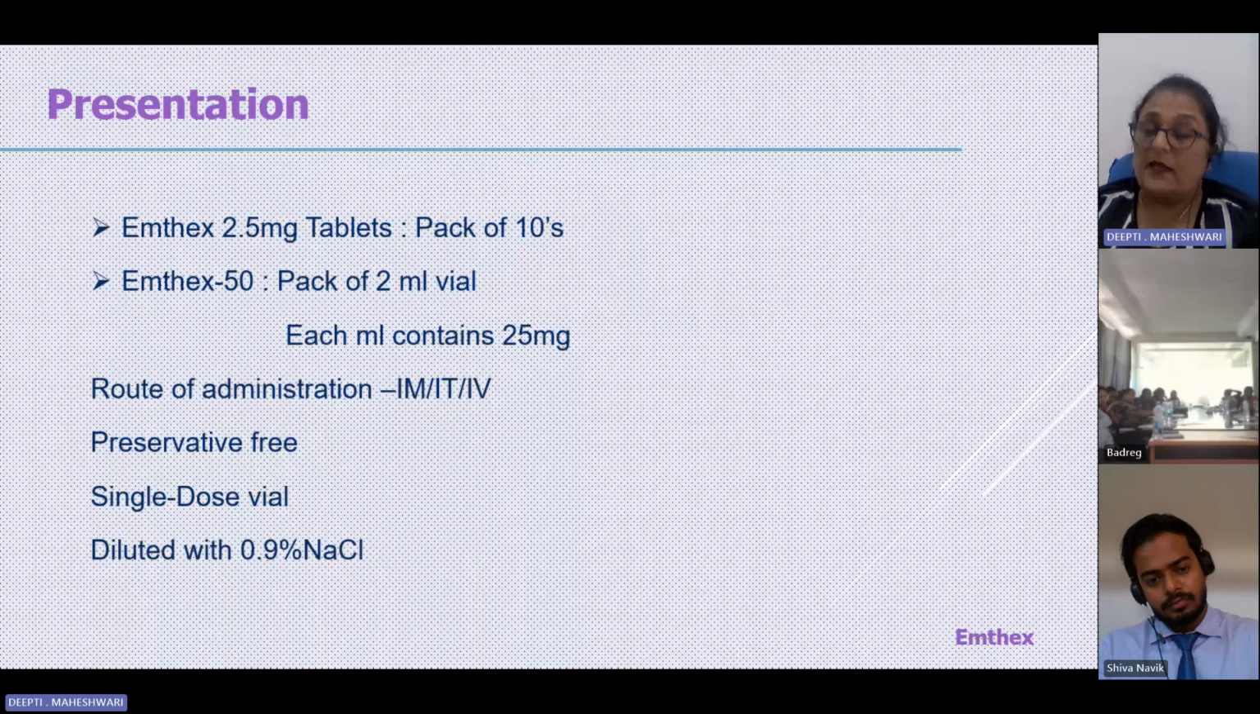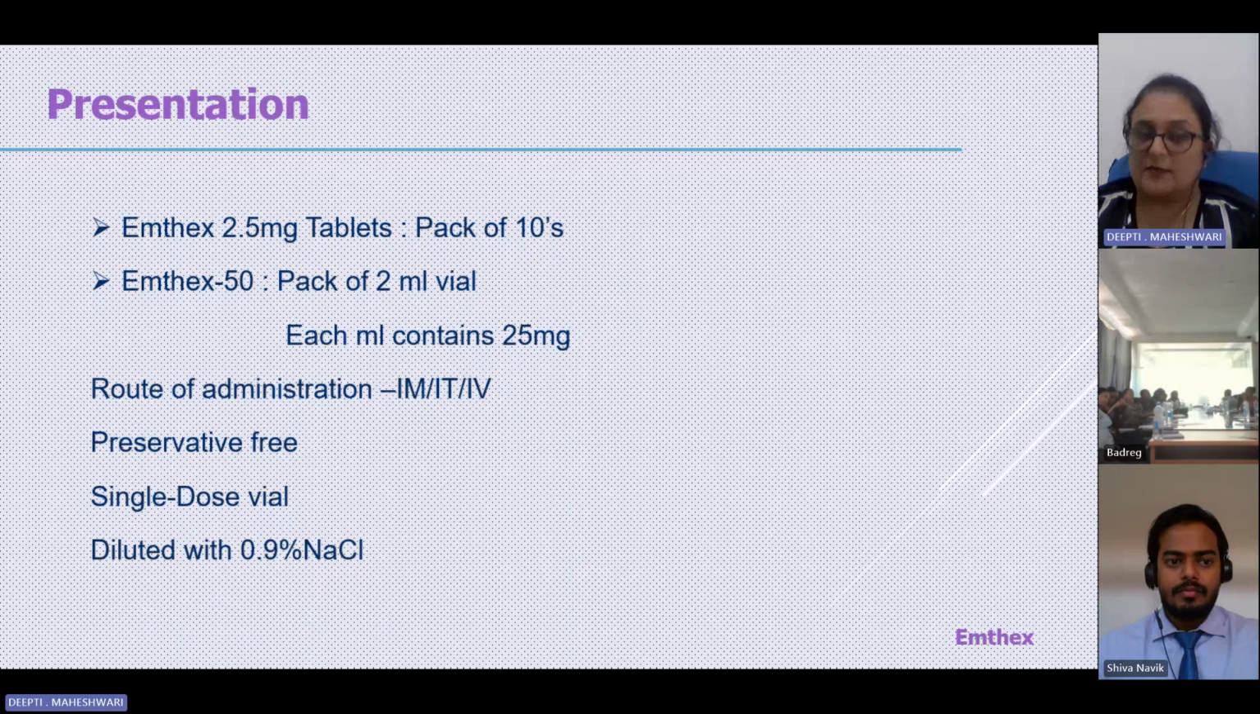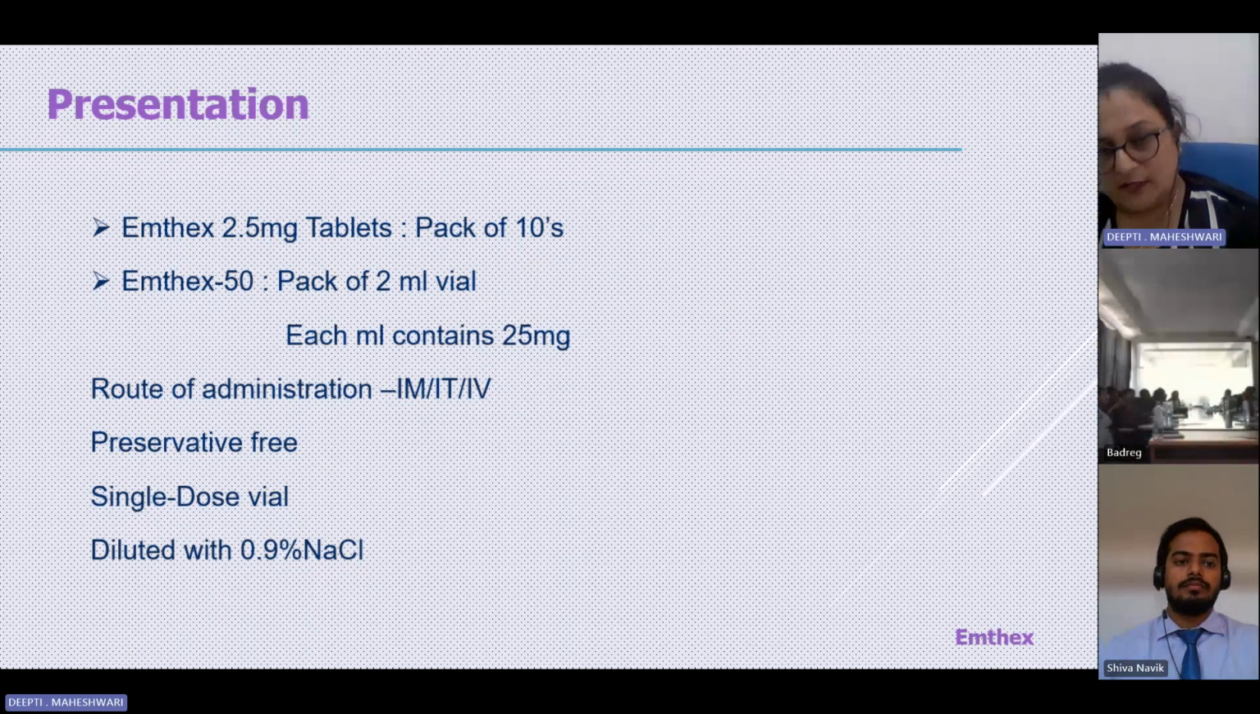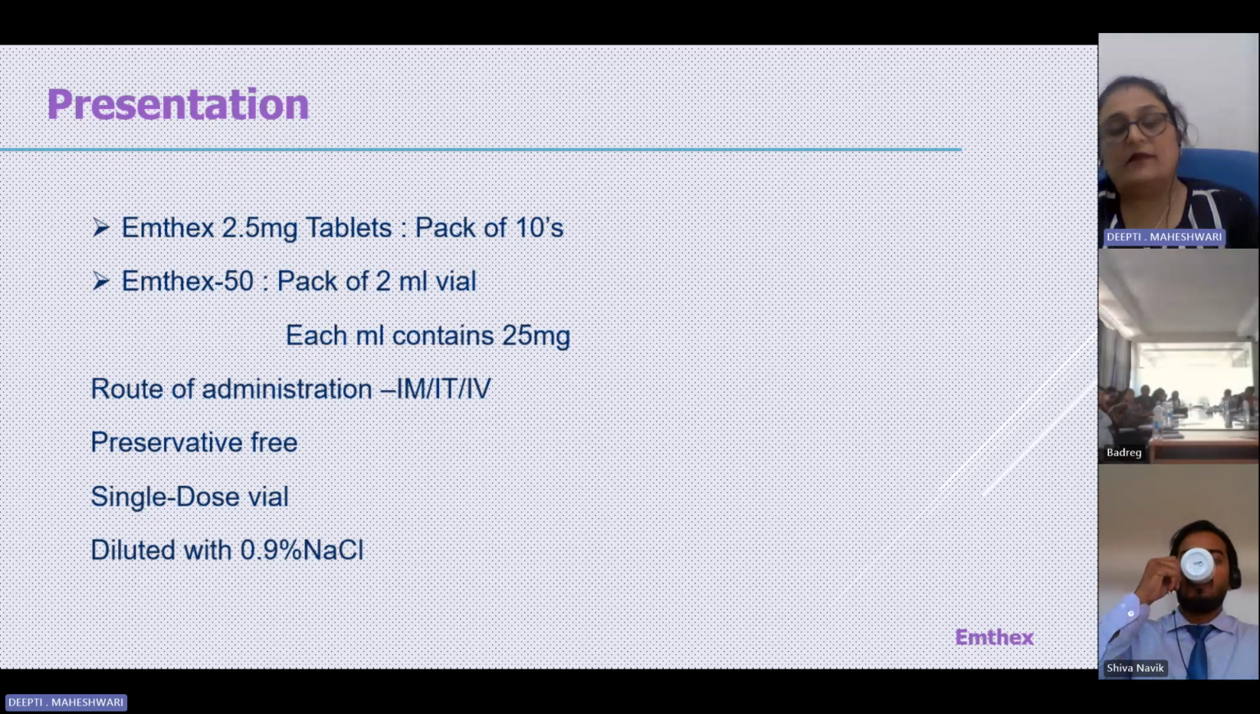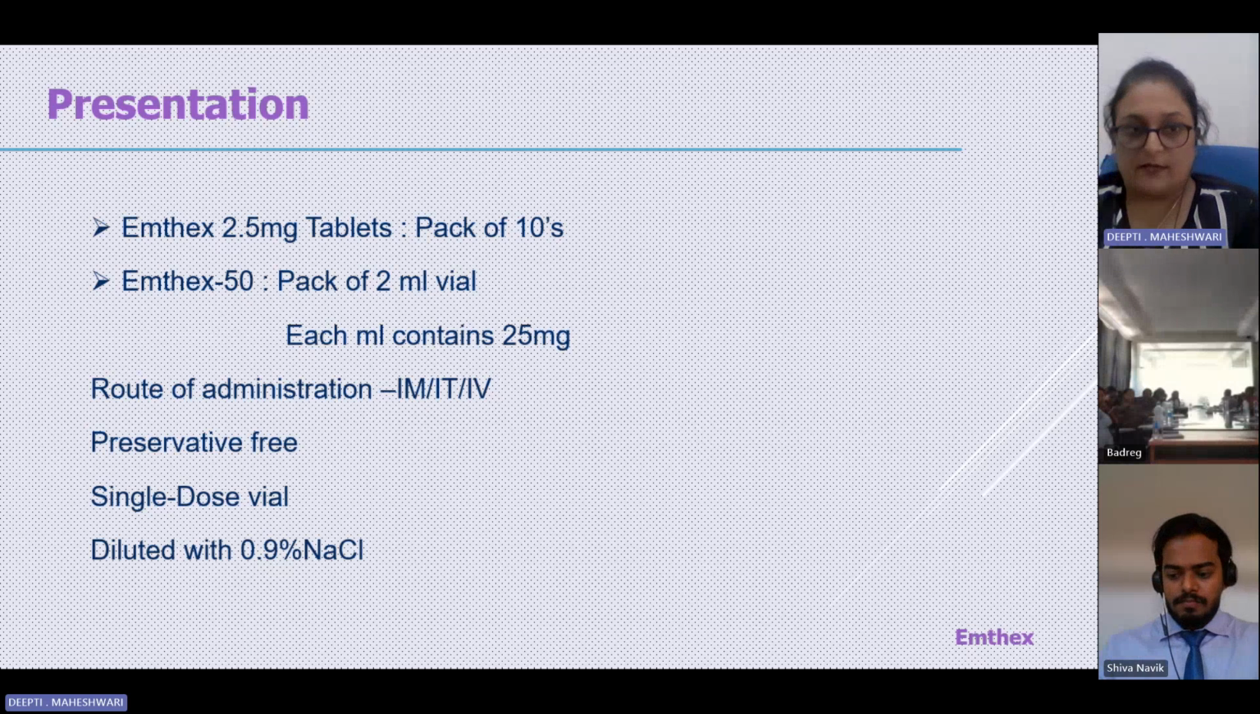Also, methotrexate can be given intrathecally because it is preservative free. Since it is preservative free, it can be given intrathecally also. So that's an added advantage of Khandelwal's methotrexate.